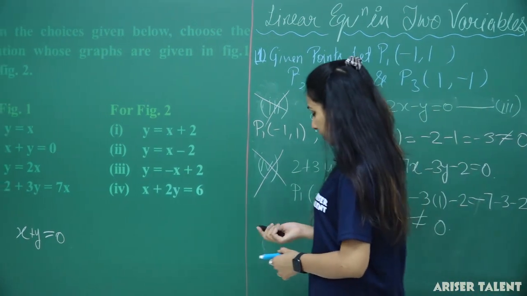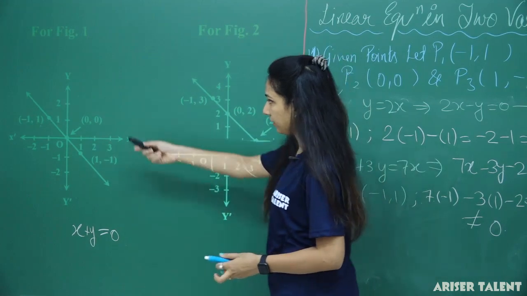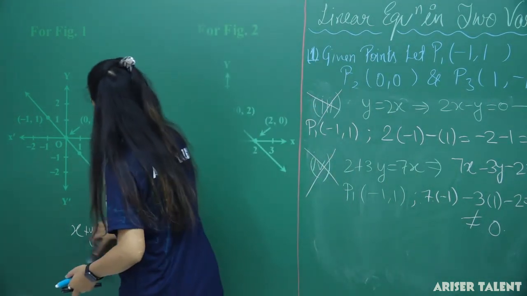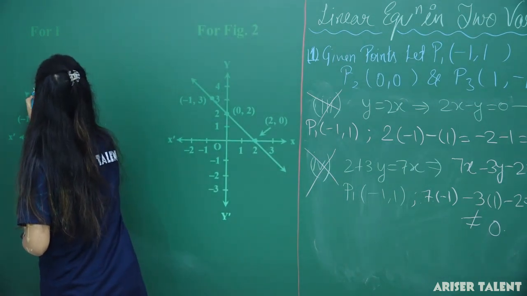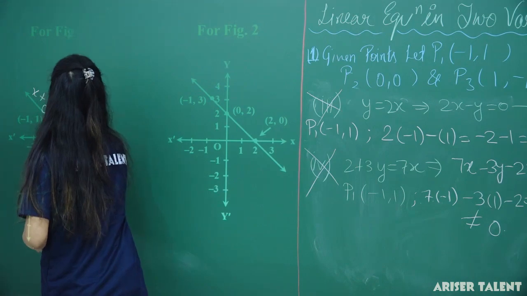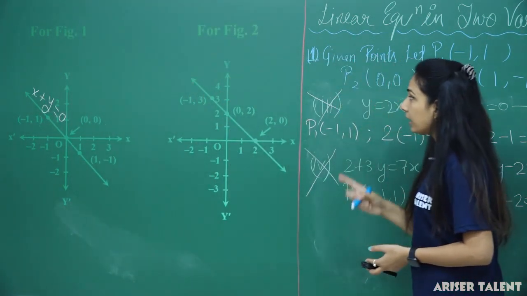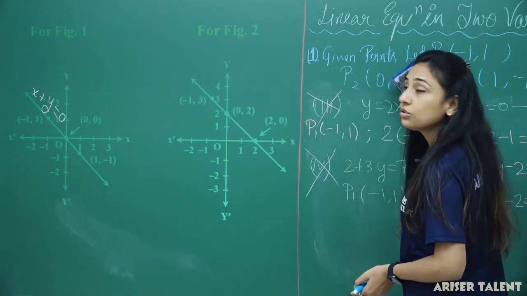What does that mean? That this figure is having this equation. Should I write x plus y equals to 0? x plus y equals to 0. This is the equation for this graph. Okay, now have a look towards the figure 2.